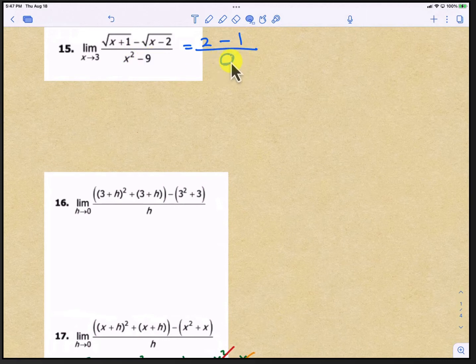So on the top, 2 minus 1 is 1, divided by 0. So this is not the 0 over 0 case, and this is actually undefined. Whenever you have a number on top divided by 0, it is undefined, which means the limit does not exist.